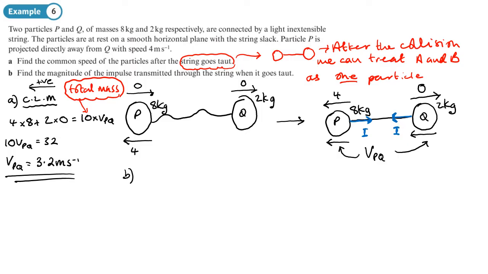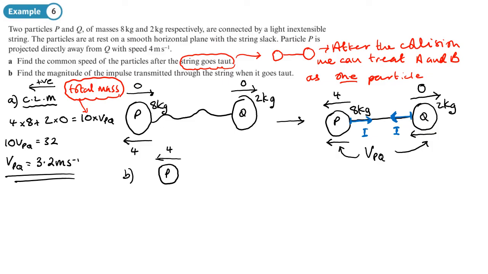So our impulse is going to look slightly different on our diagrams. Now I can use either P or Q to work out the impulse. I'm going to use P. So if I just draw my diagram for P like this, let's put down that this is P here.